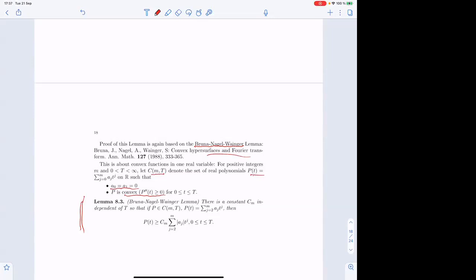And so there's a constant Cm here, which does not depend on the length of the interval, and it doesn't depend on which polynomial you use.